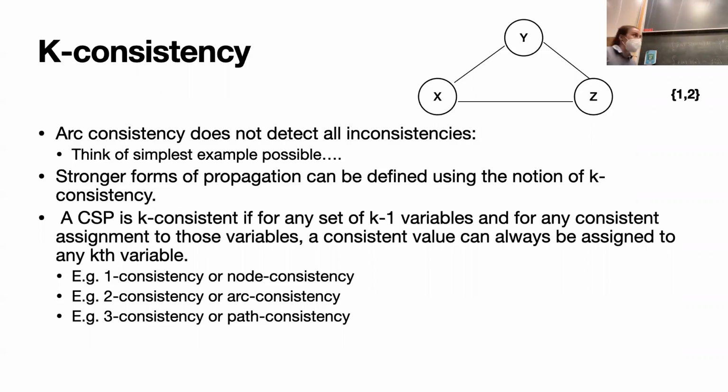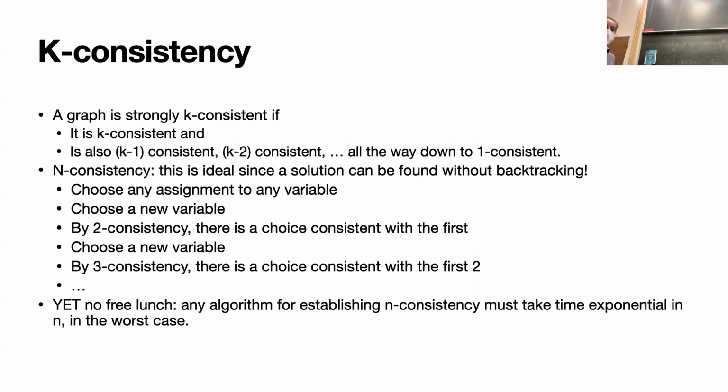Okay? So again, if we look at the toy example here, it is not 3-consistent, right? We do not have an assignment for all three here. So again, a little more about K-consistency, and then we'll get back to the regularly scheduled program. A graph is strongly K-consistent if it is K-consistent, and it's also K minus one consistent, K minus two consistent, all the way down to one consistent. Okay?